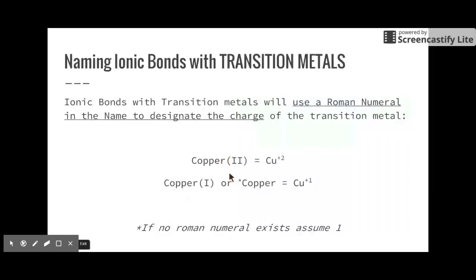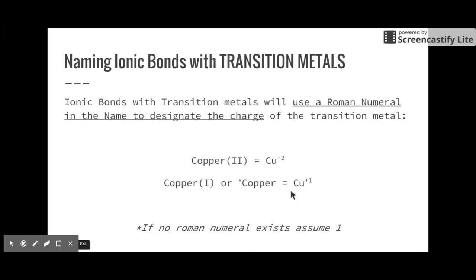Let's talk about that. When you name ionic bonds with transition metals, or if you see ionic bonds with transition metals, the name gives away the charge of the transition metal. So ionic bonds with transition metals will use a Roman numeral in the name to designate the charge of that transition metal. So in our example of copper with a +2 and copper with a +1, it would be written as copper (II), or like this. And it would be written as copper (I), or just copper if it's a +1 charge.